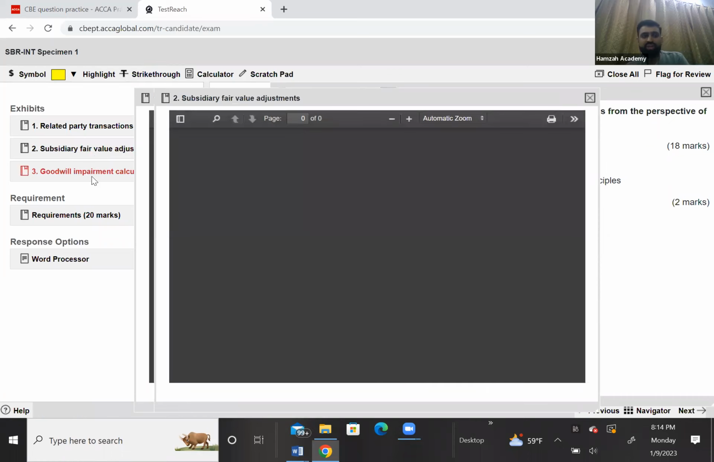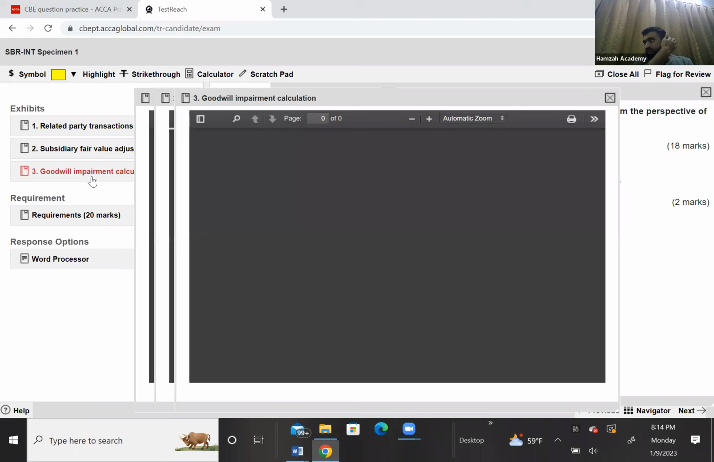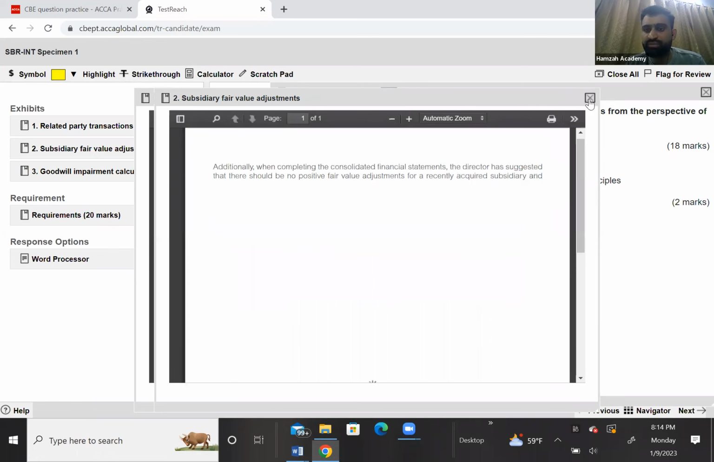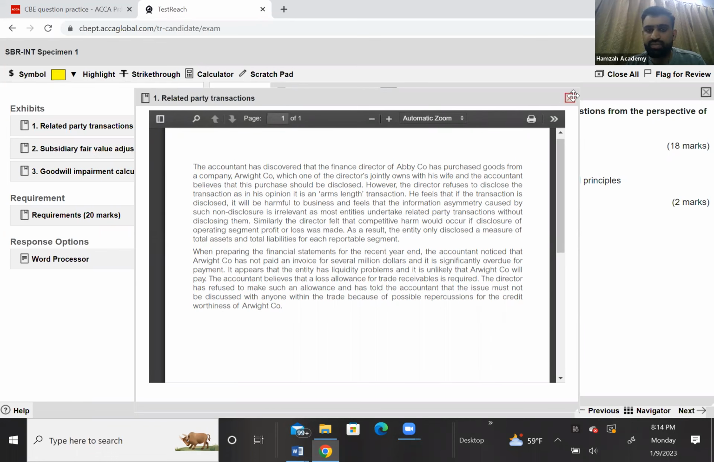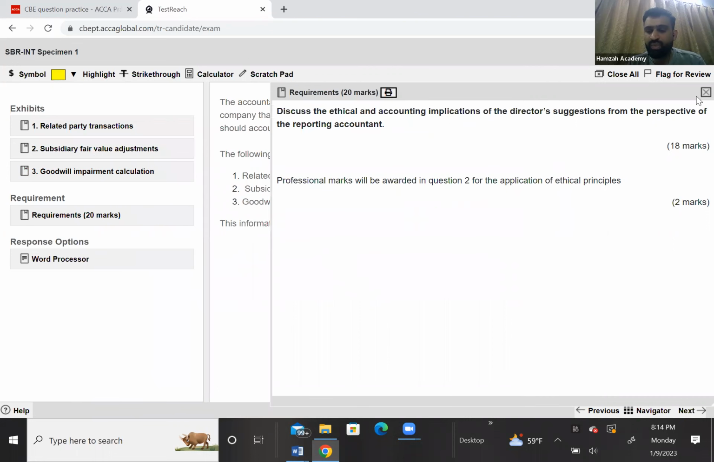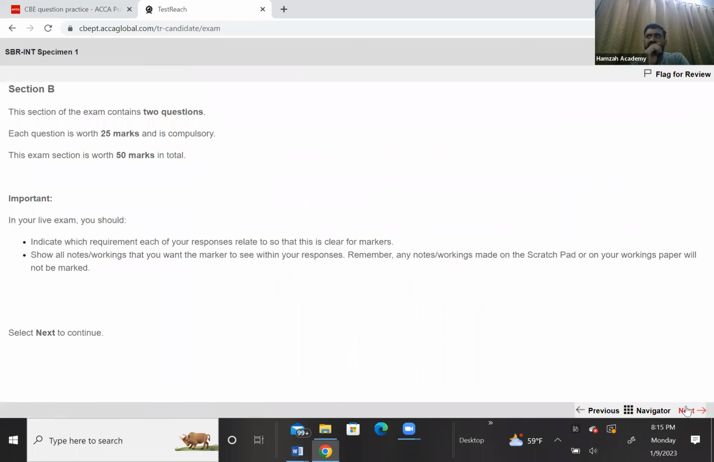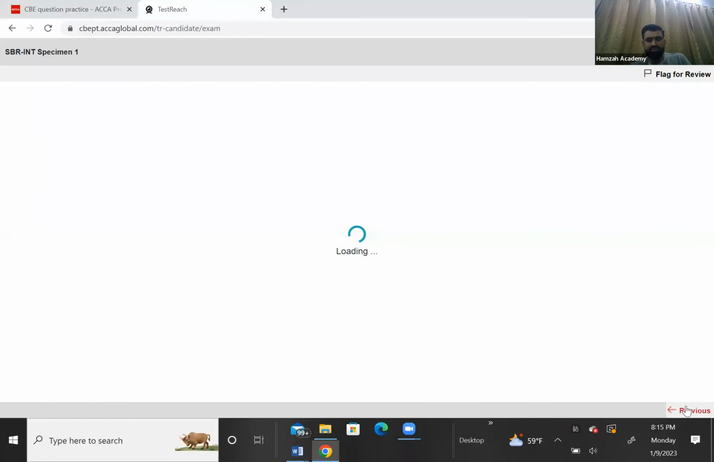And when you click the exhibit, again you start to read the questions, information, exhibit number 2 and exhibit number 3. And again, when you have completed reading the question and you have read the requirement, you will use the response option to type your answer. And after that, the section A1 is completed. You have the section B.